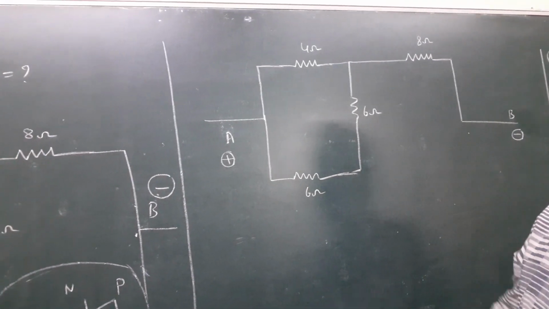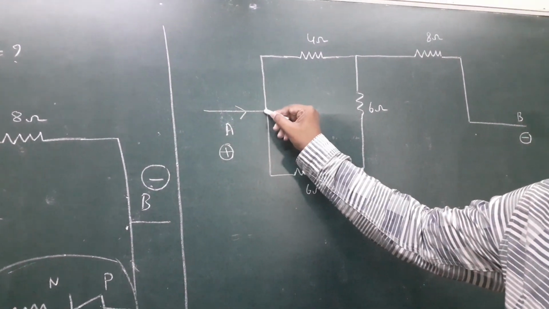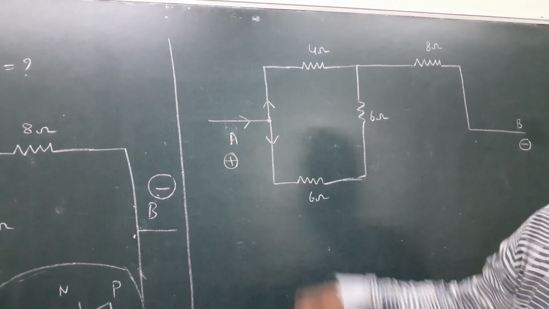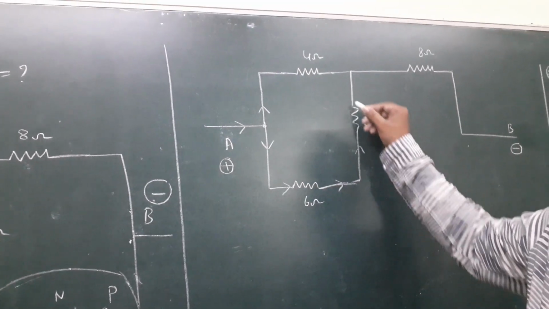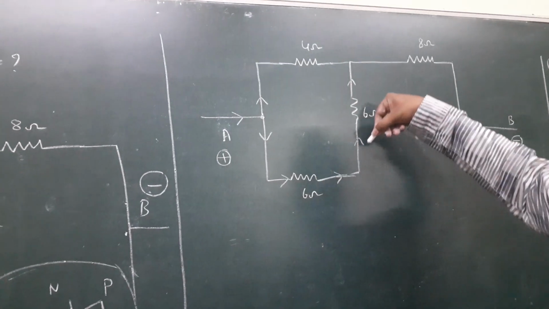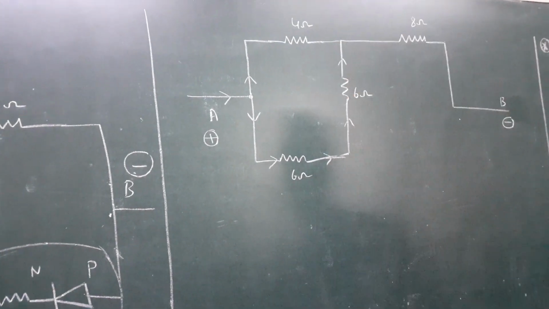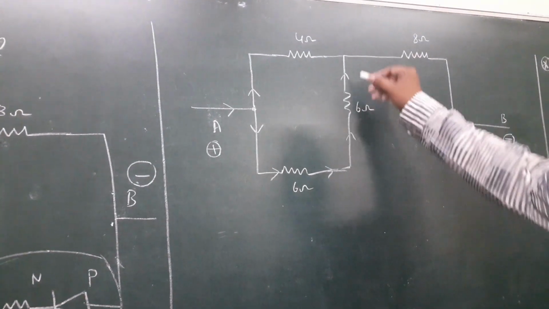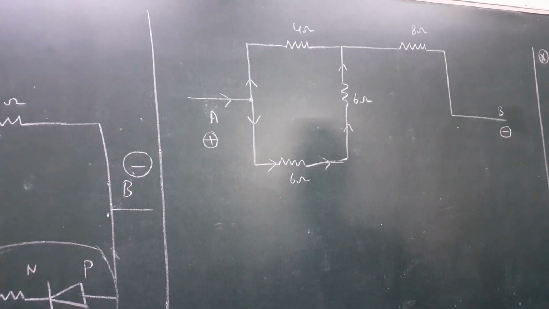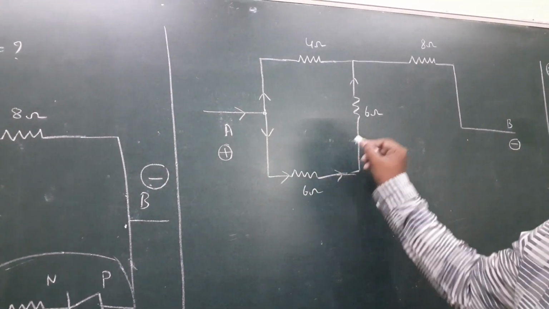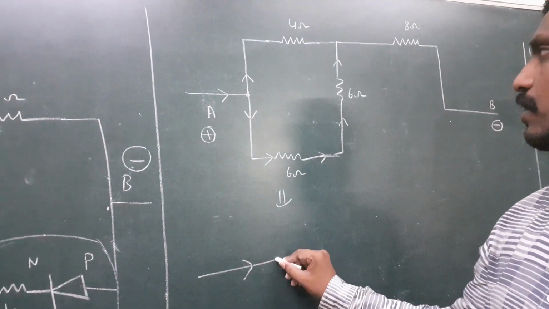Look here. Current always flows from plus to minus. At this point, current divides. According to the diagram, current flows here to here continuously. These two are in series. These two are in series. In the series combination, the RS formula is R1 plus R2. 6 plus 6, 12.